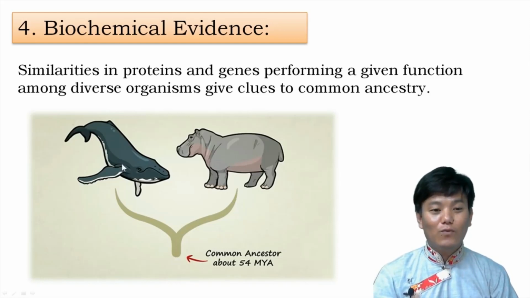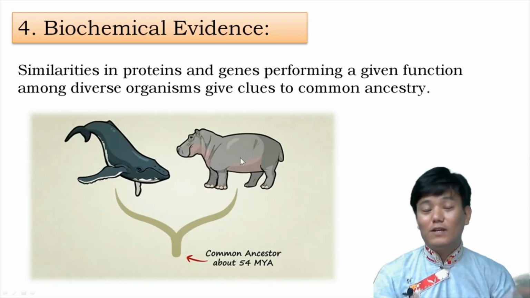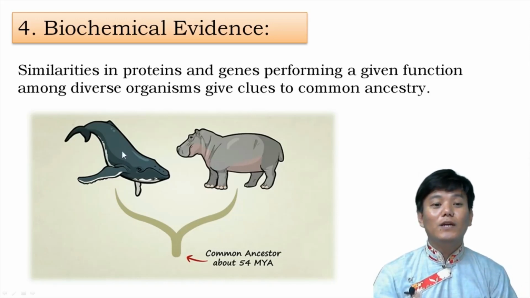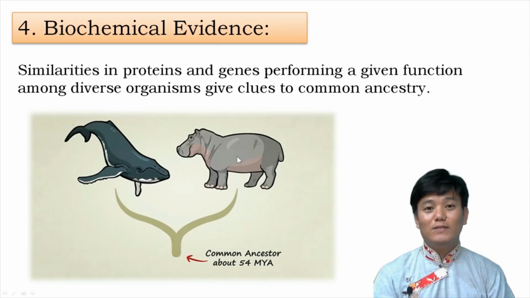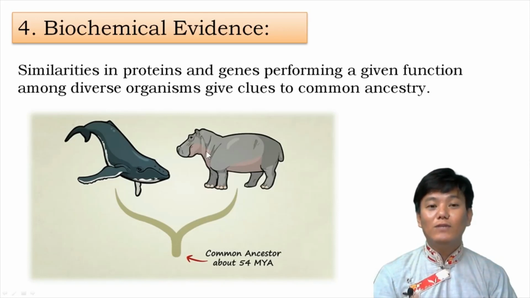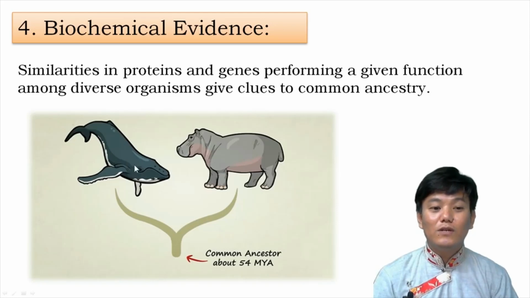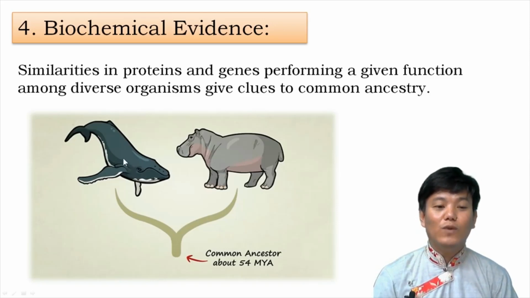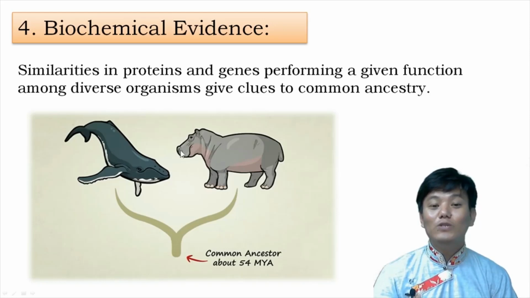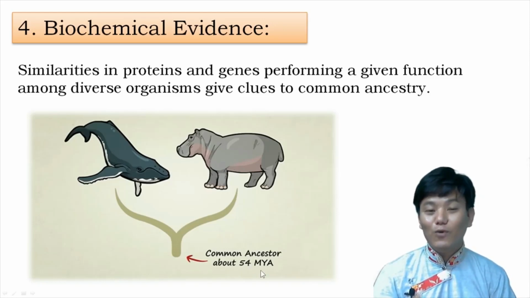Now, the whale lives in the sea, whereas the hippopotamus lives on African grassland as well as in the rivers of Africa. They don't appear to have any structural similarities, but by comparing the genomes of the organisms, scientists found out that the closest animal that whales are related to is the hippopotamus. By comparing the genomes of these two organisms, they found out that they share a common ancestor which lived about 54 million years ago.